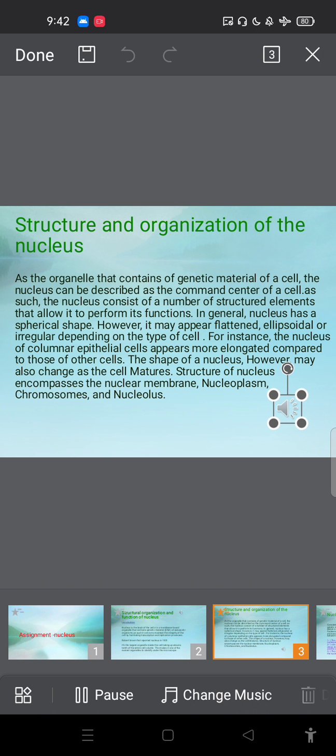However, it may appear flattened, ellipsoidal, or irregular depending on the type of cell. For instance, the nucleus of columnar epithelial cells appears more elongated compared to those of other cells. The shape of nucleus, however, may also change as the cell matures. Structure of nucleus encompasses the nuclear membrane, nucleoplasm, chromosomes and nucleolus.